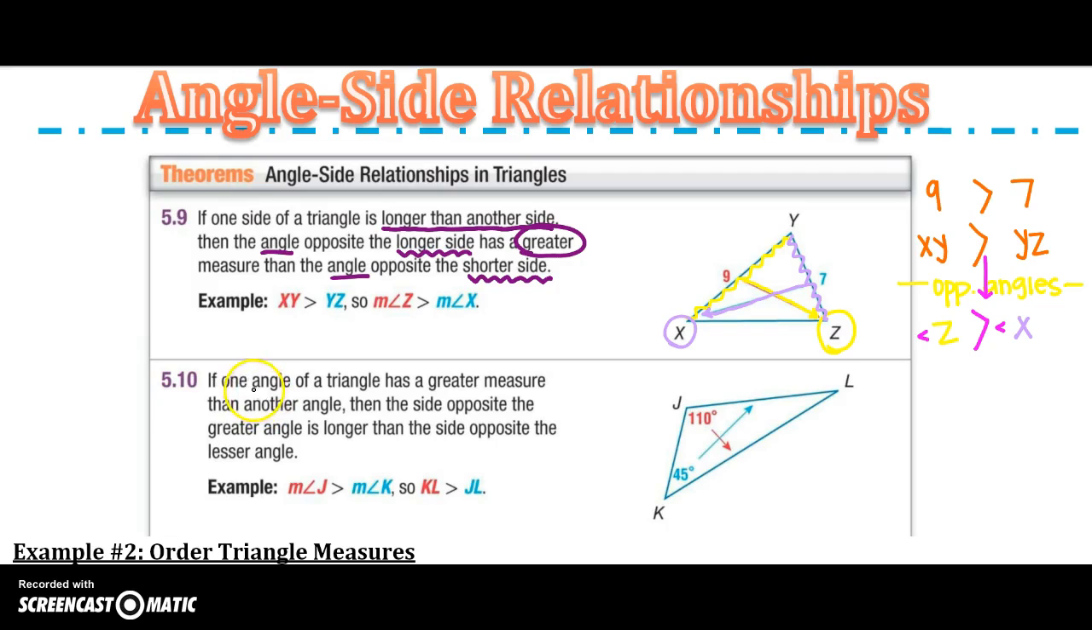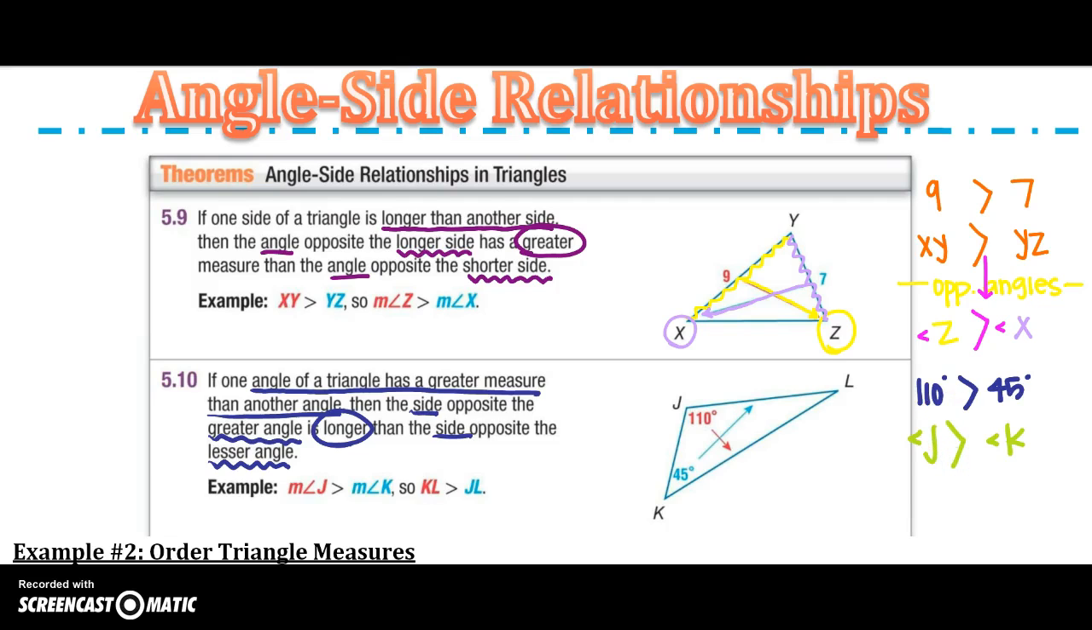Then the other one, we're just going to go in reverse. If one angle of a triangle is greater than the measure of another angle, then the side opposite the greater angle is longer than the side opposite the lesser angle. So we know that 110 is greater than 45 degrees, of course. 110 belongs to angle J, and 45 belongs to angle K, so angle J is greater than angle K.